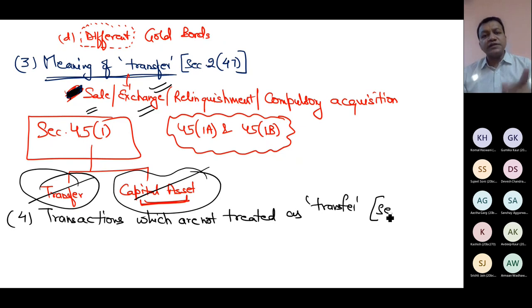Meaning of transfer is mentioned in section 2 clause 47, and coincidentally 47 is section number also, which tells you the transactions in which sale will happen, exchange will happen, but the Act says don't treat it as transfer, and if you don't treat it as transfer, no need to pay any capital gain tax. Section 47.